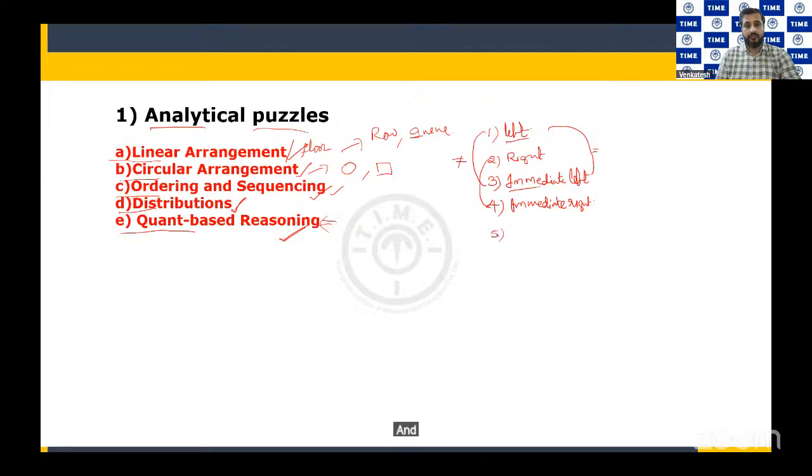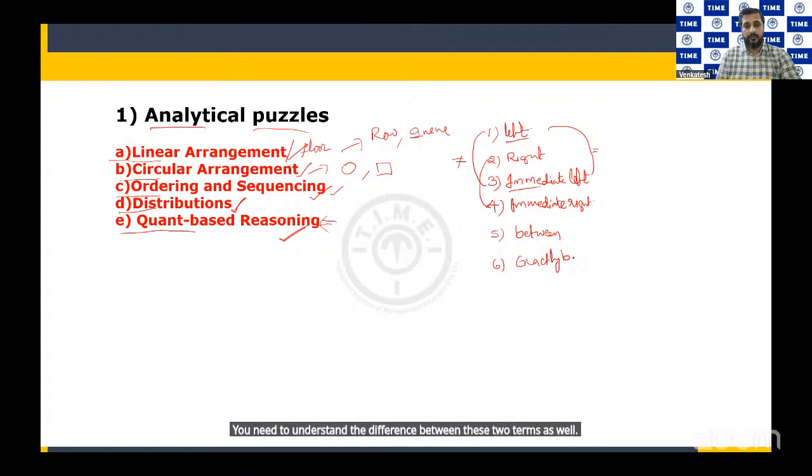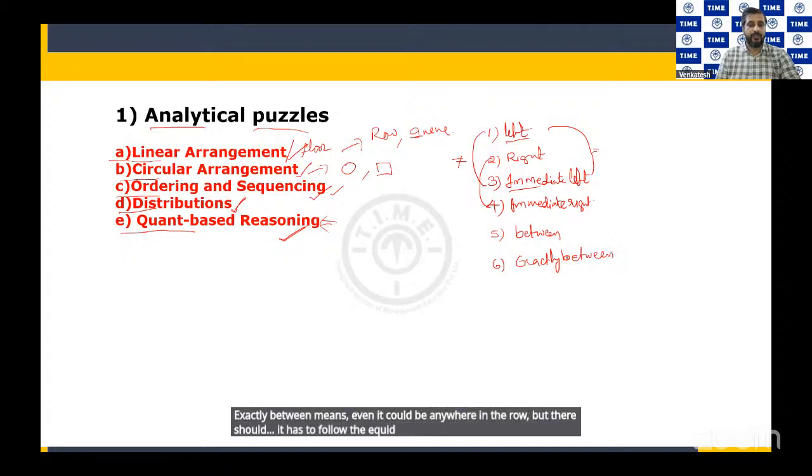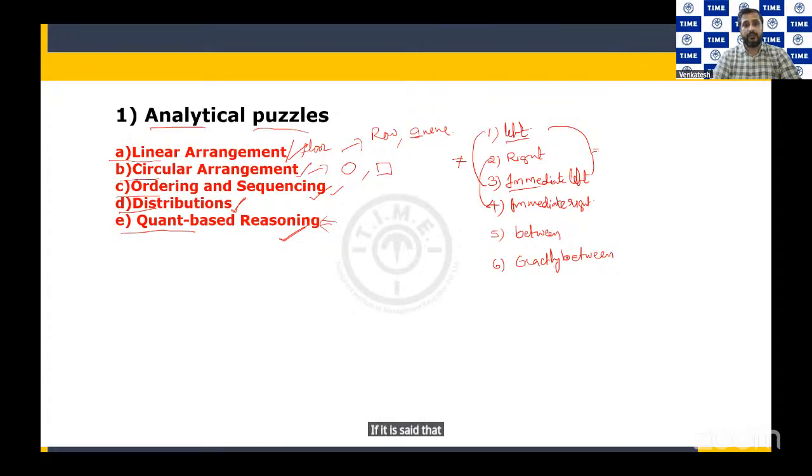And also you should know the difference between the terms between and exactly between. You need to understand the difference between these two terms as well. Between means it could be anywhere in the row. Exactly between means even it could be anywhere in the row, but it has to follow the equidistance. If it is said that A sits between B and C, it means A may be the only person sitting between B and C, or along with A, there could also be other persons possible.